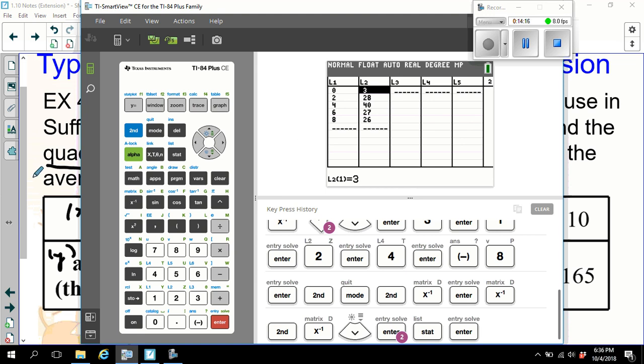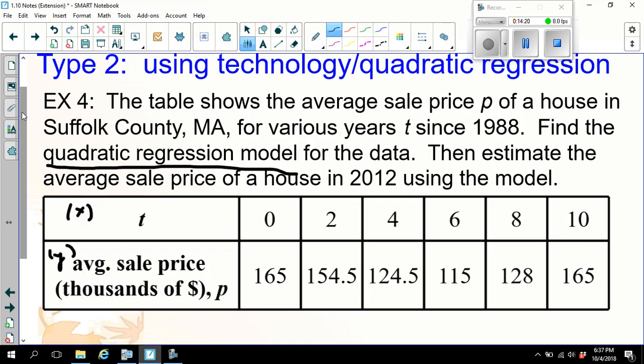So let's go back to the notes so we know what is our L1 and our L2. So remember X or T, okay? That's going to be our L1. While the sale price, which is represented as P, but that is our Y values, that's L2. So what we're going to do is go to list 1, and we're going to put all these values in that list. So 0, 2, 4, 6, 8, and 10.